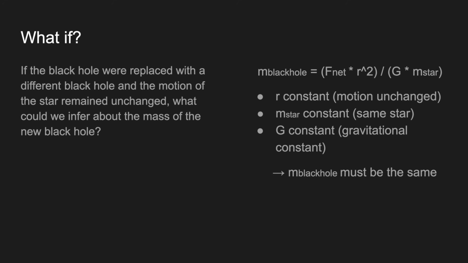Now, what if the black hole was replaced by a different black hole, but the star's motion was unchanged? Since the gravitational force is the only force acting on the system, the mass of the new black hole must be the same as the previous one. The only factors that could change the net force and thereby the motion include the mass of the star, the mass of the black hole, and the distance between the two. Since the mass of the star is constant and the radius of the orbit remains unchanged, you could assume the new black hole is of the same mass.